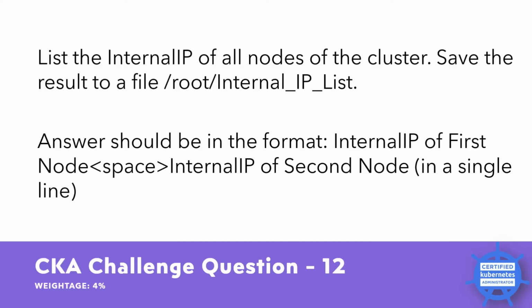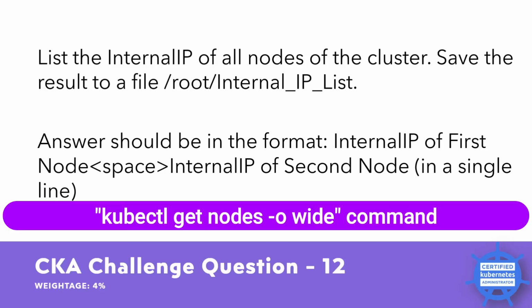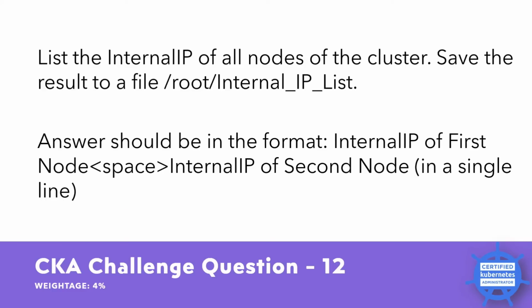For example, in the Kubernetes cluster, the kubectl get nodes -o wide command can be used to list the internal IP address of all nodes. The output of the command should be saved to a file named internal IP list using a specific format. The format requires the internal IP addresses of each node to be separated by a space and all of them to be written on a single line.